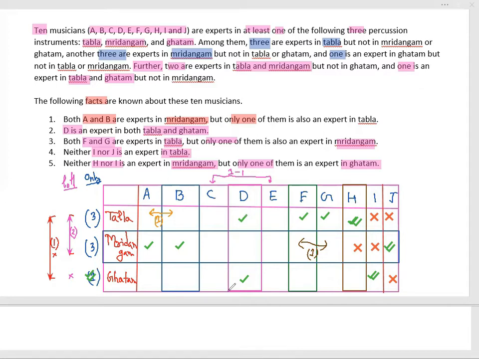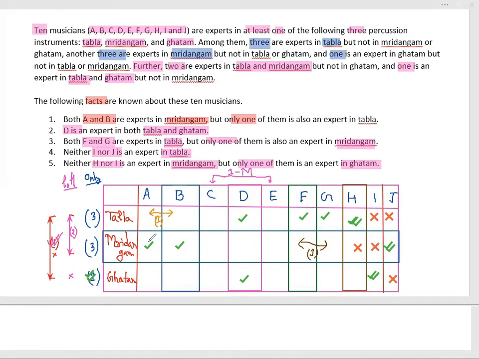Let me write clearly. Yes. And the other one, C or E, which is pending, that would definitely be tabla. Why? Because in gatham, this part, only gatham is done, as well as gatham with tabla, it is also done. D means this part is also over. So this part is over, this part is over. No one else would be gatham. So for the rest of the segments where I need to put a tick mark, it would be either tabla or mridangam.